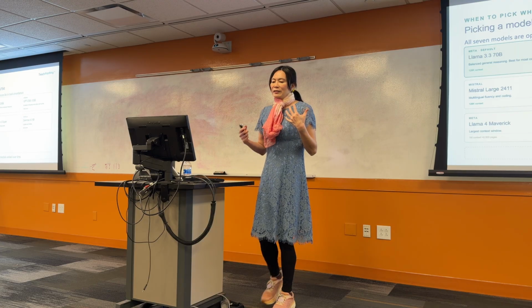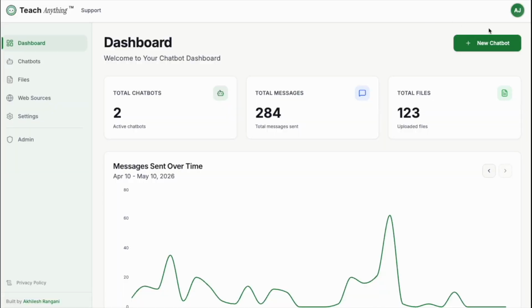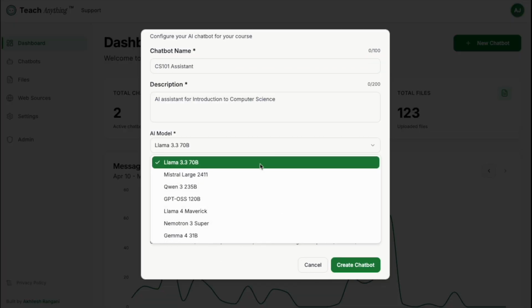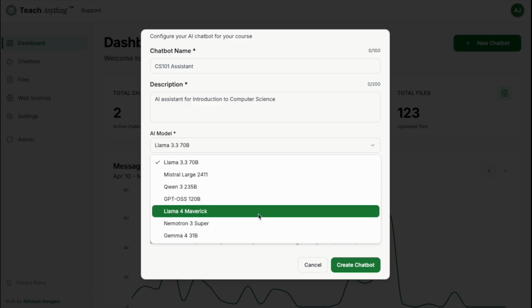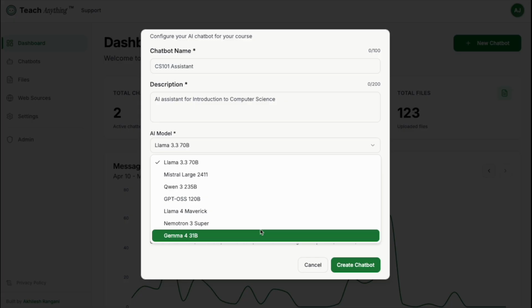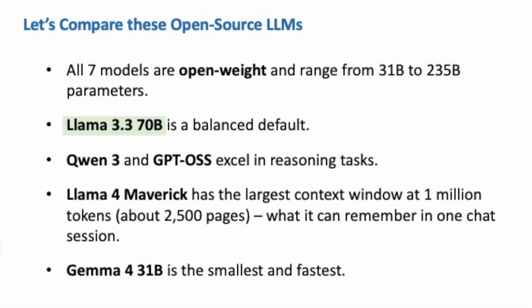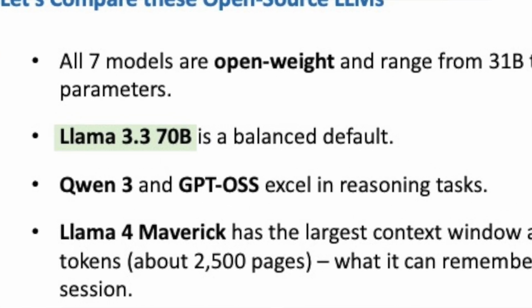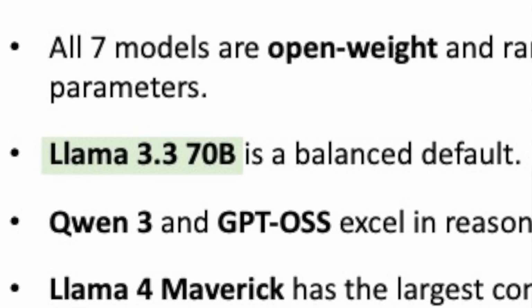When you are in, there's a giant green button in the upper right, "create new chatbot." That's where you will go, and you will see the 7 different models. We have Llama, Qwen, OSS, Mistral, Nemotron, for example. The easiest default would be Llama 3.3. This is a balanced default in terms of abilities.